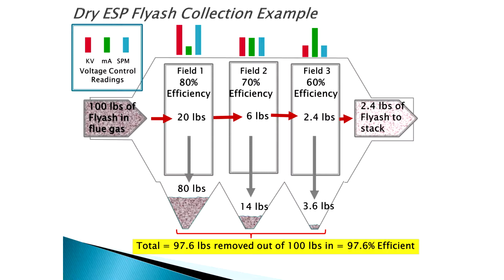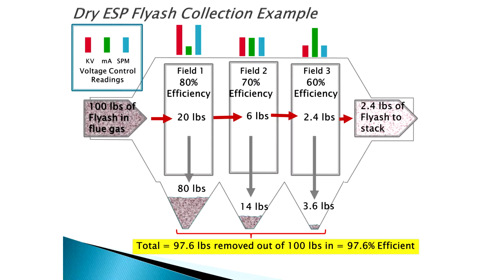In total now, I've removed 94 pounds of dust out of the gas stream, and I've got 6 pounds of real fine dust going to that outlet field. And at 60% collection efficiency, then I would collect about 4 pounds of dust in the outlet field. Unlike a bag house, this is how a precipitator works. This is how all precipitators work. This is how you want the precipitator to work.